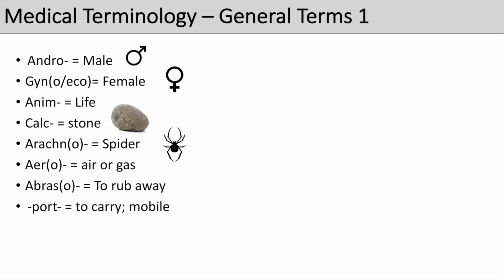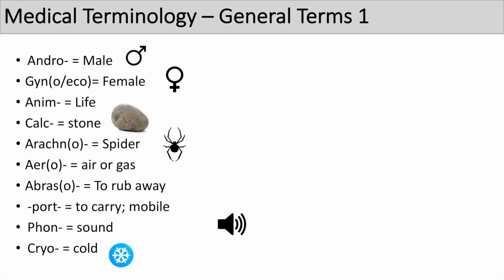Port means to carry or mobile, so you can think of transport or export or portable. They all mean to carry. The next prefix is phone. You can think of sound in this case, so you can think of the word phonetic. And the next prefix is cryo. This means cold, so you can think of cryogenics or cryotherapy. They all relate to cold.